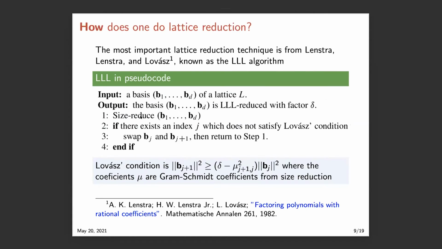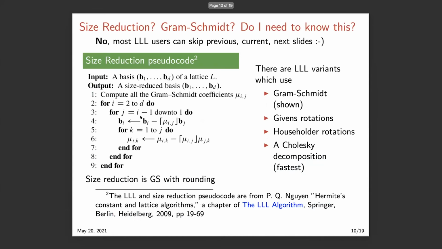Okay, so how does one do lattice reduction, you may say? Well, the most important technique is from Lenstra, Lenstra, and Lovász. It's known as the LLL algorithm. Here's some pseudocode. It calls a subroutine known as size reduction. I apologize for going so fast. If you have some background in linear algebra, you can come back and look at these slides later and figure out how to do it.